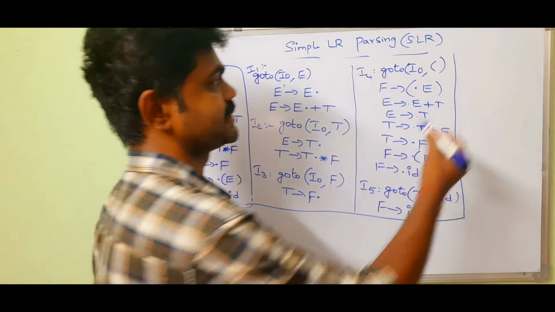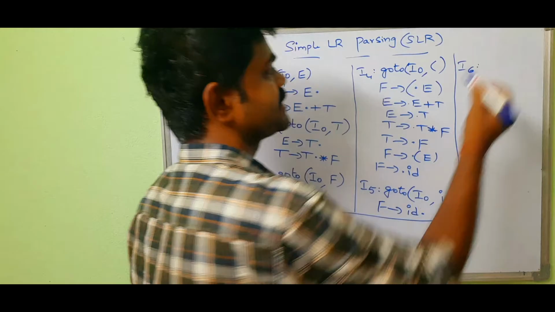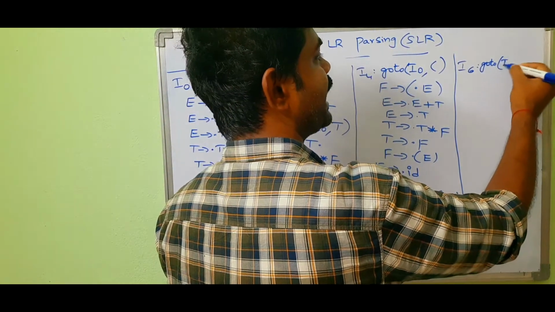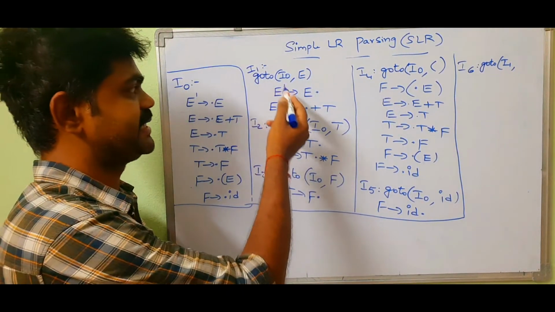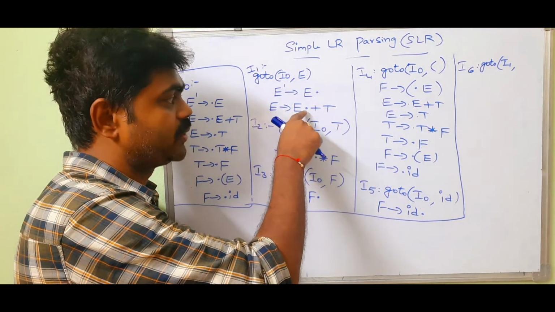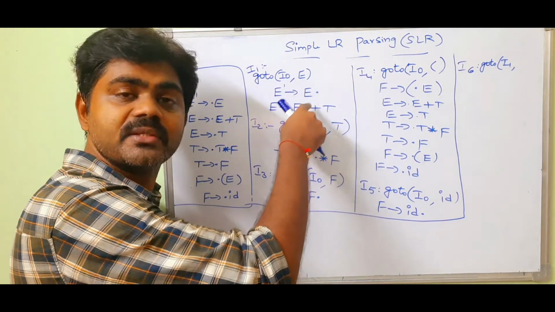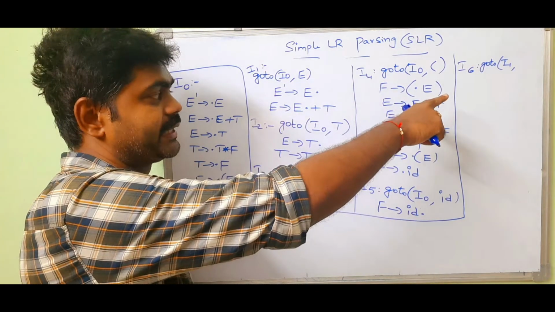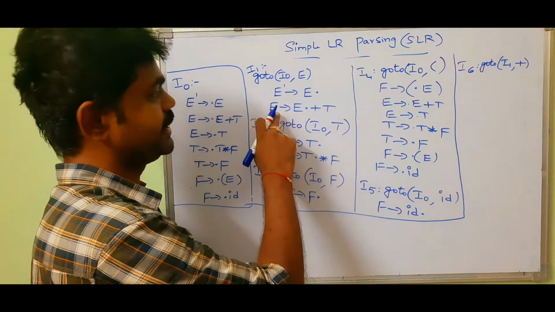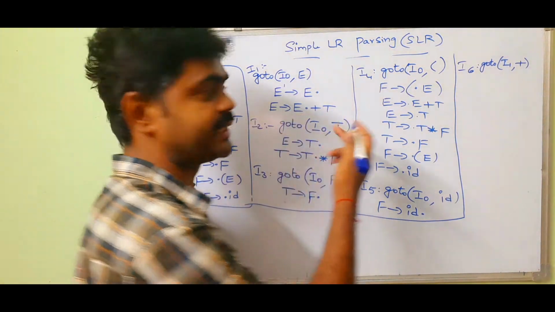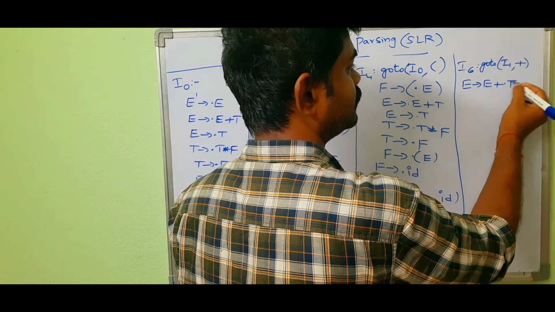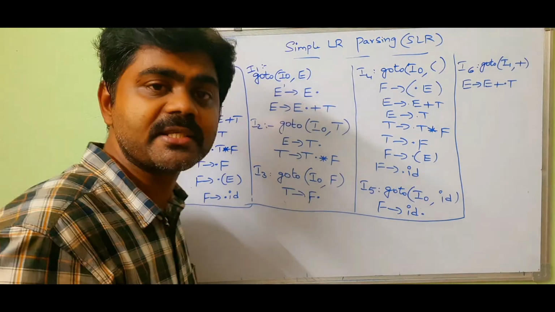Now I6. So I6 is goto of I1 comma. Now if you see I1, here the dot is reached at the end. So leave it. Now the dot is at plus. So now we need to perform goto for I1 comma plus. So what we get here? E tends to E plus dot T.